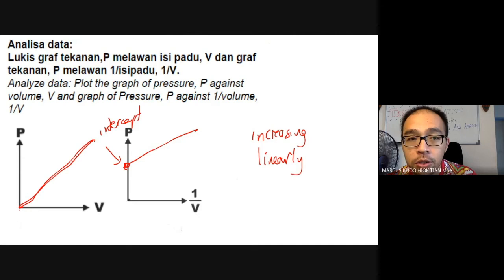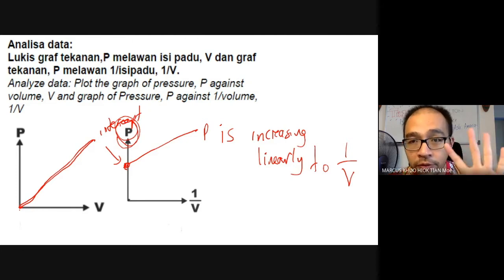Okay, so in terms of the axis, we will say P is increasing linearly to 1 over V. Actually, there are 5 types of graphs altogether, but I want you to cover the first 3.